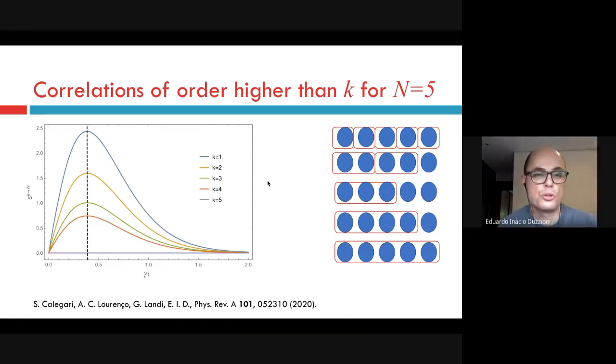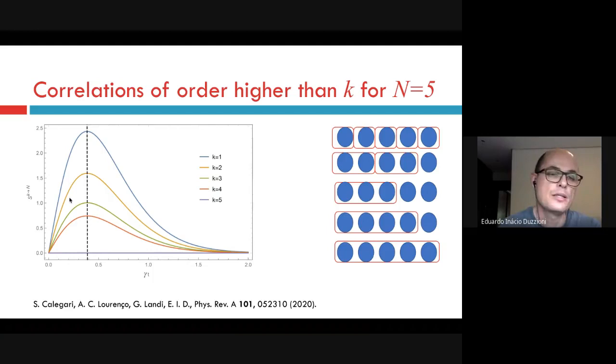So what I will do now is to show our results of genuine multipartite correlations in the superradiance case. First, we show the correlations of order higher than k. In this case, we are considering just five particles, and k equals 1, 2, 3, 4, and 5. This is a picture of the partitioned state of the system for k equal 1, 2, 3, 4, and 5, and this is the behavior. We observe that all the correlations greater than k achieve the maximum value at the same time. This is the time of maximum correlations. And with these results, we are able to calculate the genuine multipartite correlations of order k.